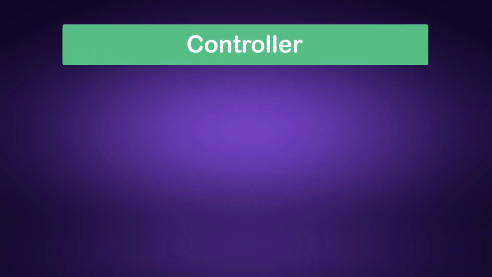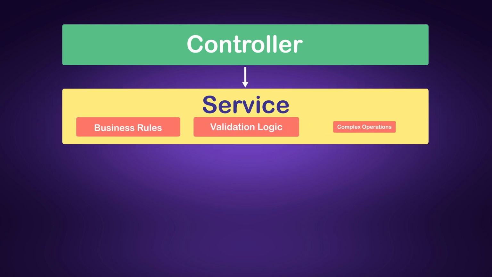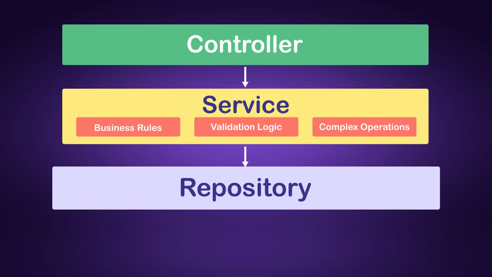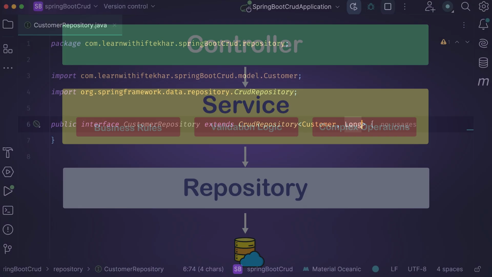Let's visualize our application architecture. At the top, we have the controller, which handles incoming HTTP requests. The controller passes those requests to the service layer, where all the business logic and complex operations happen. The service layer then communicates with the repository, which interacts directly with the database. This separation keeps our controllers clean and focused, while the service layer manages the business rules, making our code more organized and maintainable. Now, let's implement the service layer together.